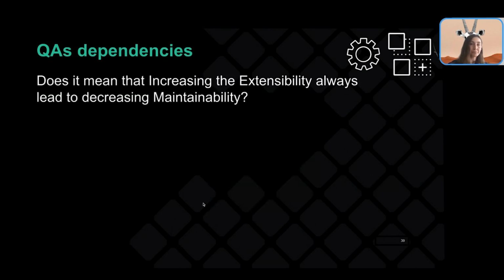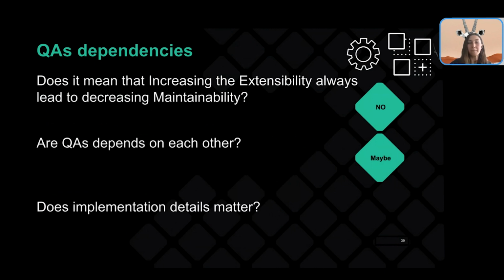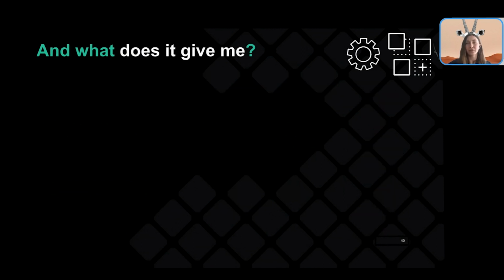So does it mean that increasing the extensibility always leads to a decrease in maintainability? Actually, no. But does it mean that quality attributes depend on each other? Maybe, because as we saw in the examples, sometimes they do, sometimes they don't. And this is something that we actually measured. But does it mean the implementation details matter? Yes.